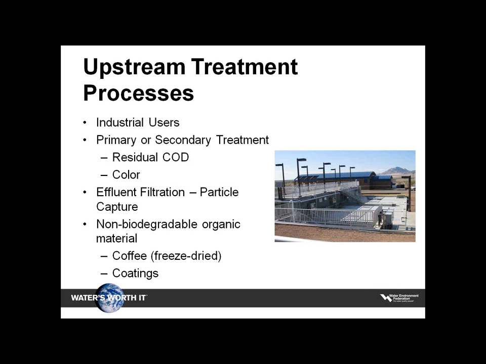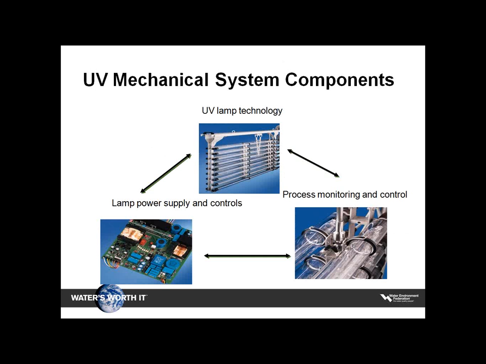I talked a little bit about industrial users, removal across the primary, secondary treatment. Some, even at a basic level, have effluent filtration. There are a lot of different materials that can impact that from industrial users, like freeze-dried coffee or coating manufacturers. So real understanding, working with the industrial pretreatment program folks to look at what's coming in upstream as well as what is going on at the treatment plant.